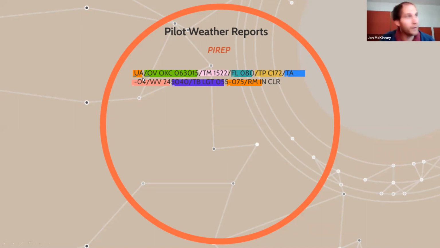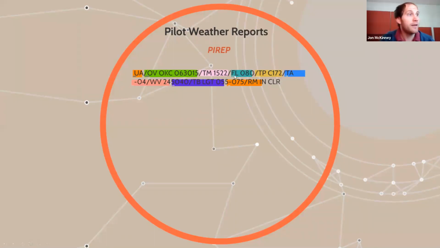UA is upper air report. OV is describing the location. So OV, this aircraft is over the OKC area. OKC would be Oklahoma City. Radial 063, that's off the VOR radial. So 15 degrees, 15 miles, I said it wrong. It's 063 degrees, 15 miles. So call that east-northeast. So this airplane is about 15 miles east-northeast of the Oklahoma City VOR.